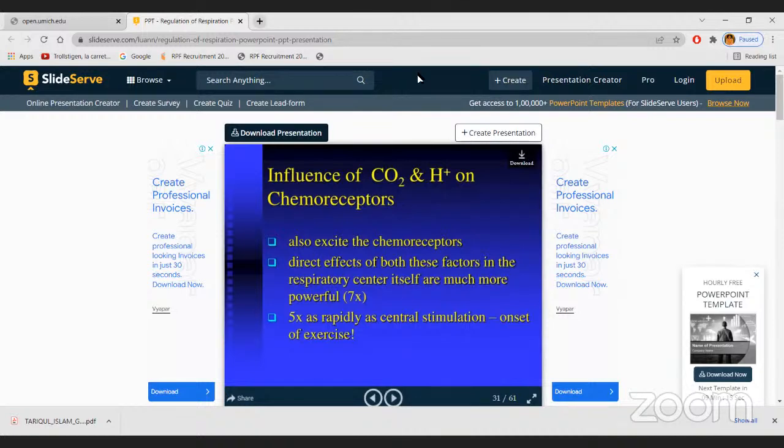The chemoreceptors also exist, and the direct effect of both those factors on the respiratory centers itself is much more powerful, like the 7x. The 5x is a rapid central stimulus at the onset of exercise.